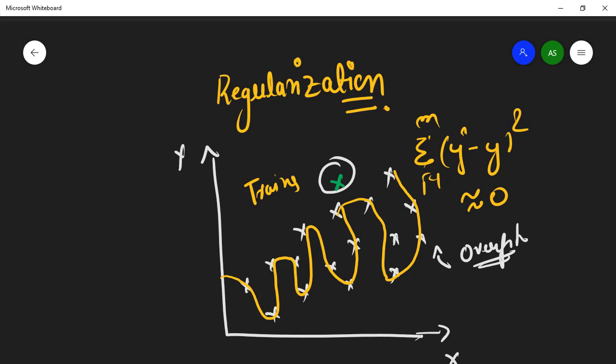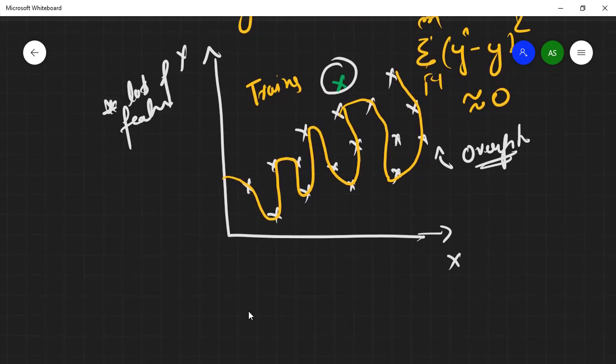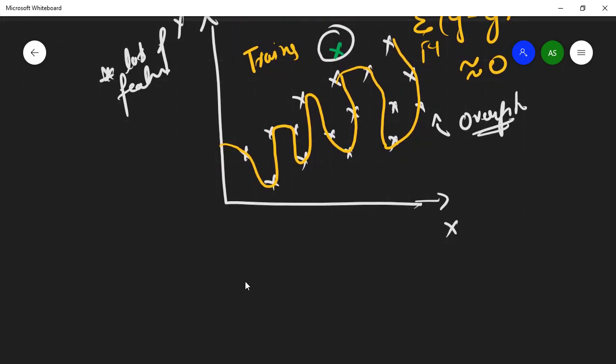We have something called regularization. Overfitting can happen if you have a lot of features, or if your polynomial degree is very high, if you're using polynomial regression. So the major cause of the problem is lots of features. Now let's see how we can prevent this, or how we can make our model less prone to overfitting. So we have something called regularization.